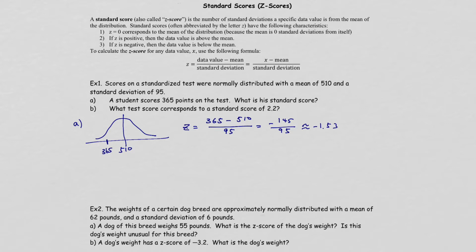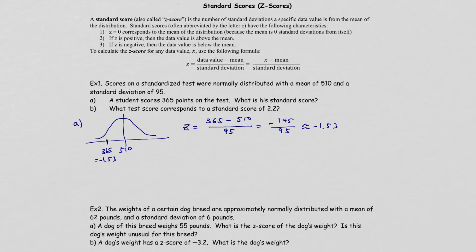And it is negative because it's on the left side of your mean, right? If it was on the right side, it's going to be positive. So you could say negative 1.53 means that it's 1.53 standard deviations below the mean, right? That's what you could say.